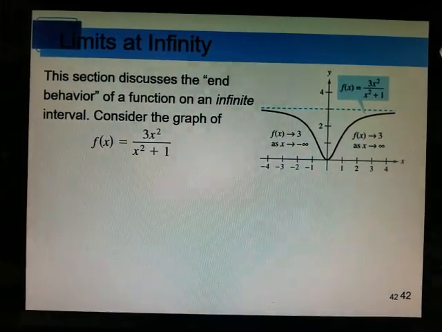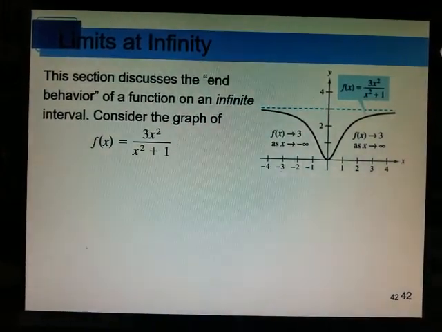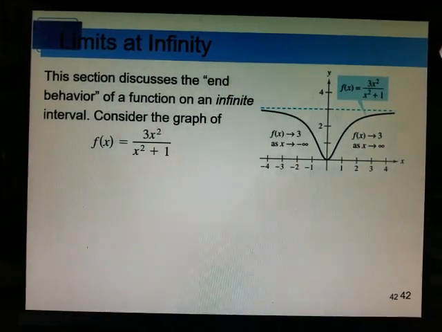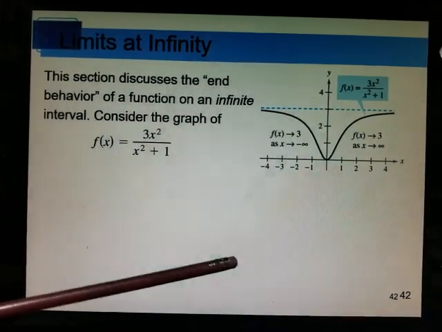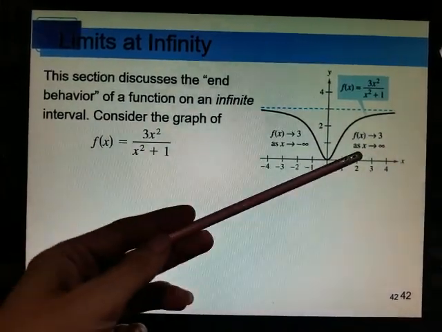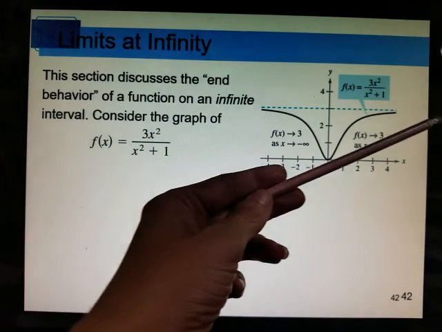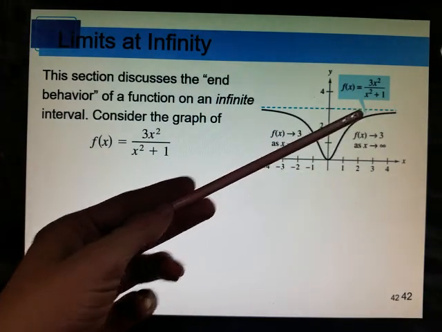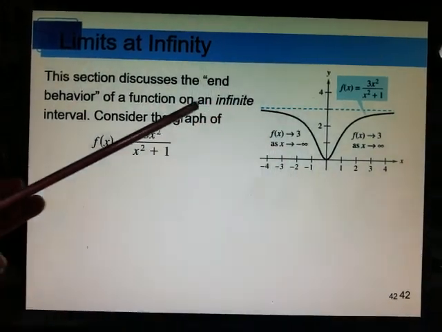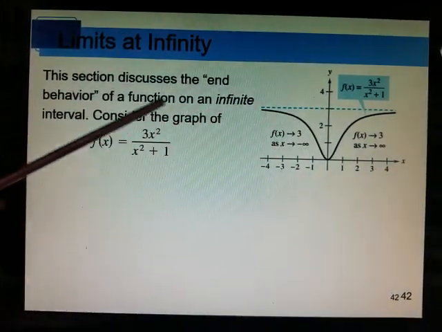So this section discusses the end behavior of a function at an infinite interval. Consider this graph over here to our right. So my limit as x approaches infinity happens to be, in other words, when x gets really, really large, like when x is way out here to 1,000,000, what is that y close to? See, that y would be close to 3. When x is way over here at negative 1,000,000 or negative infinity, again, that y value is at 3.